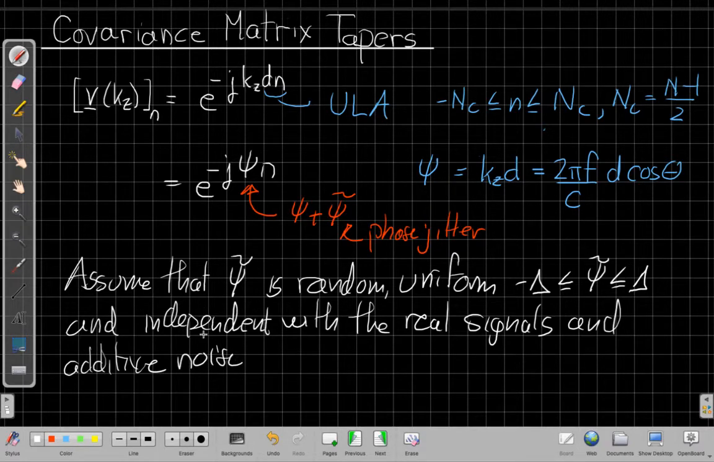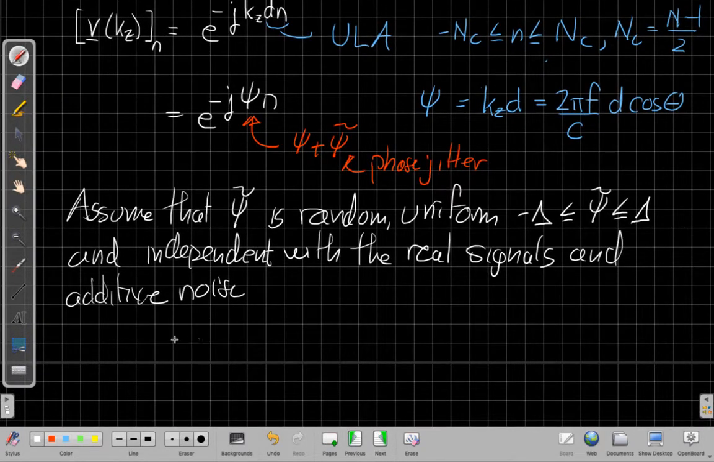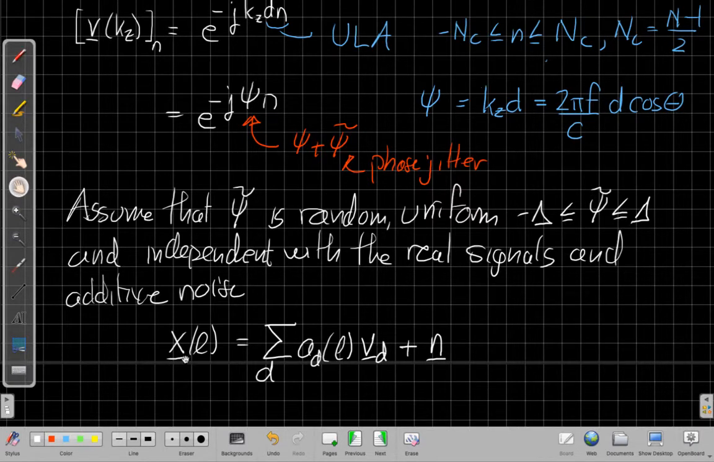So let's see how we bring that into our model, right? Normally, if I'm observing data with a bunch of signals present, the nth snapshot might be a sum of a bunch of signals, each of which has its own random amplitude and a manifold vector associated with it. For the dth signal, we'll use a shorthand and say this is the manifold for that one, plus some amount of additive noise. And we would use these normally to get to our sample covariance matrix.